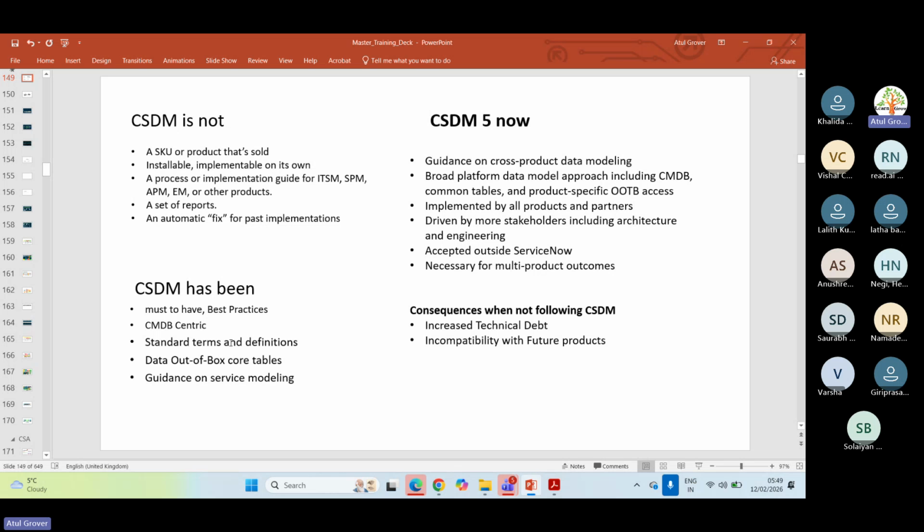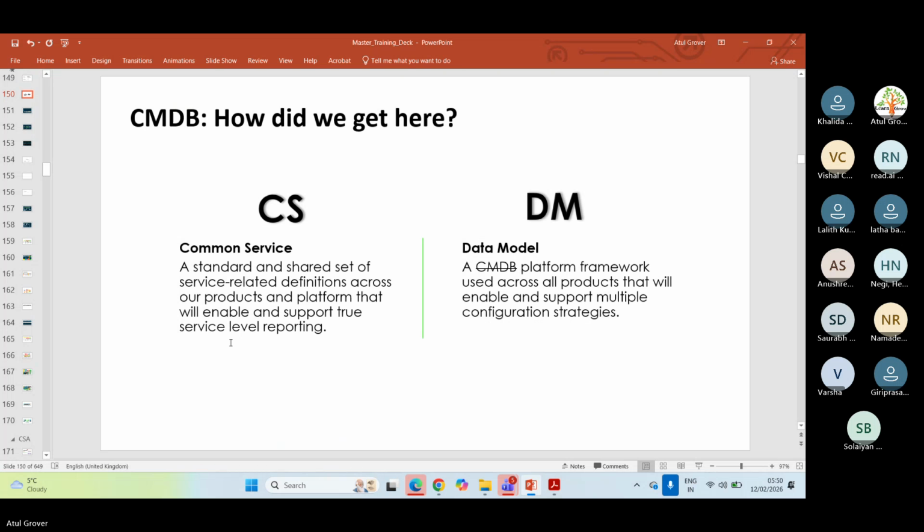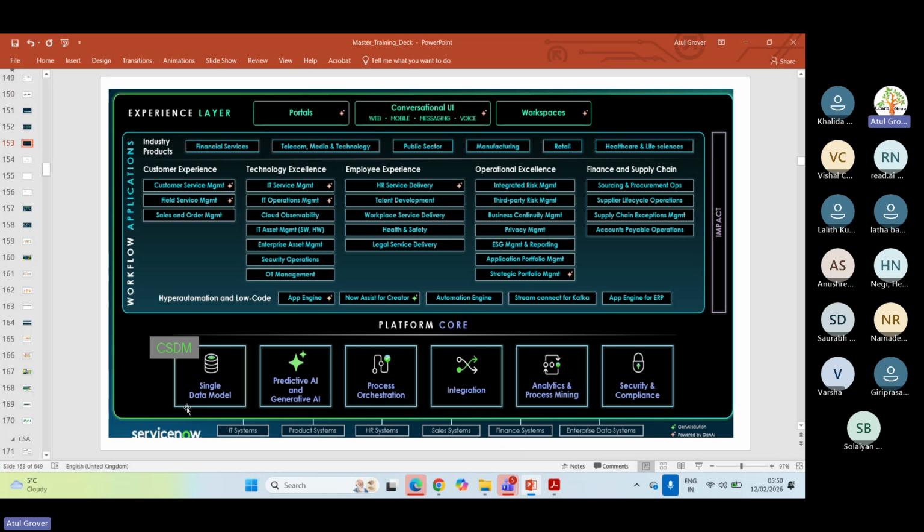This is one of the founding principles of CSDM. Yes, there are foundation principles, which say why this concept comes into the picture, and if you want to use it, you have to follow these particular rules.